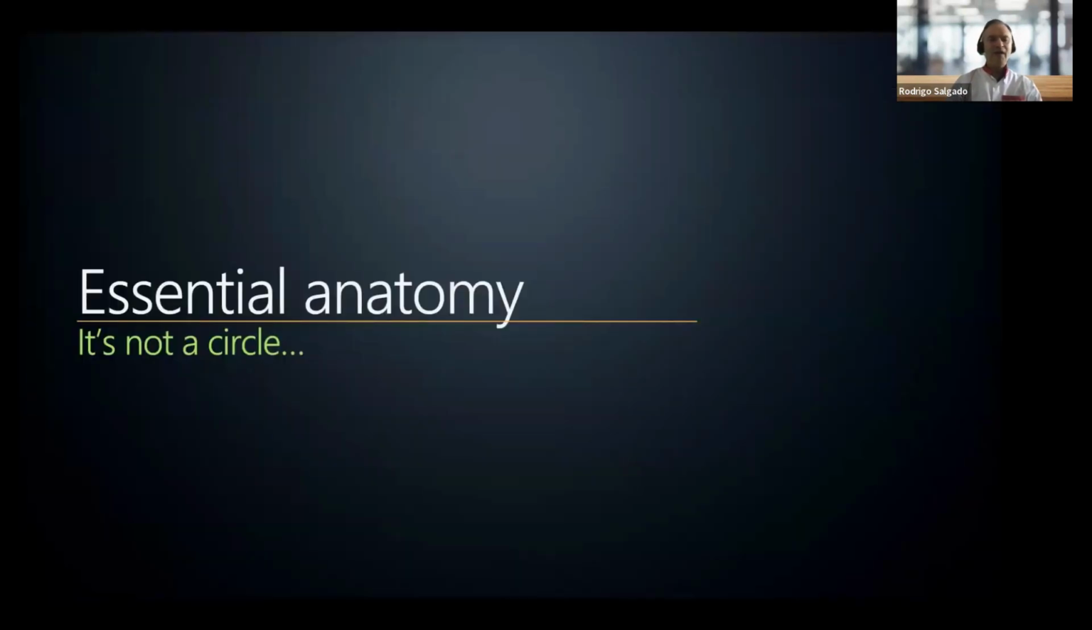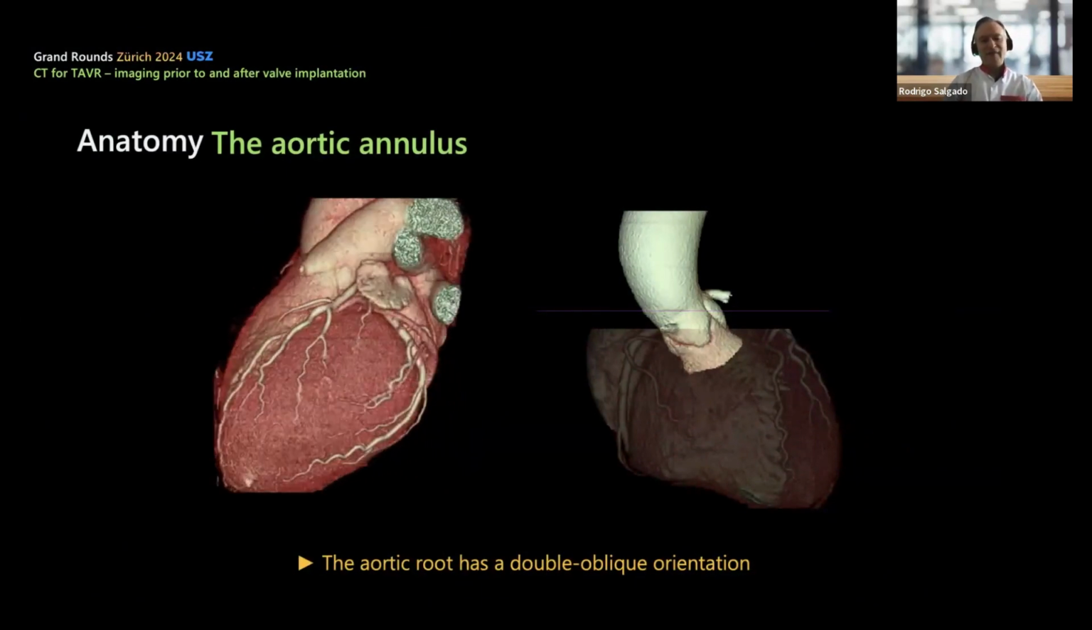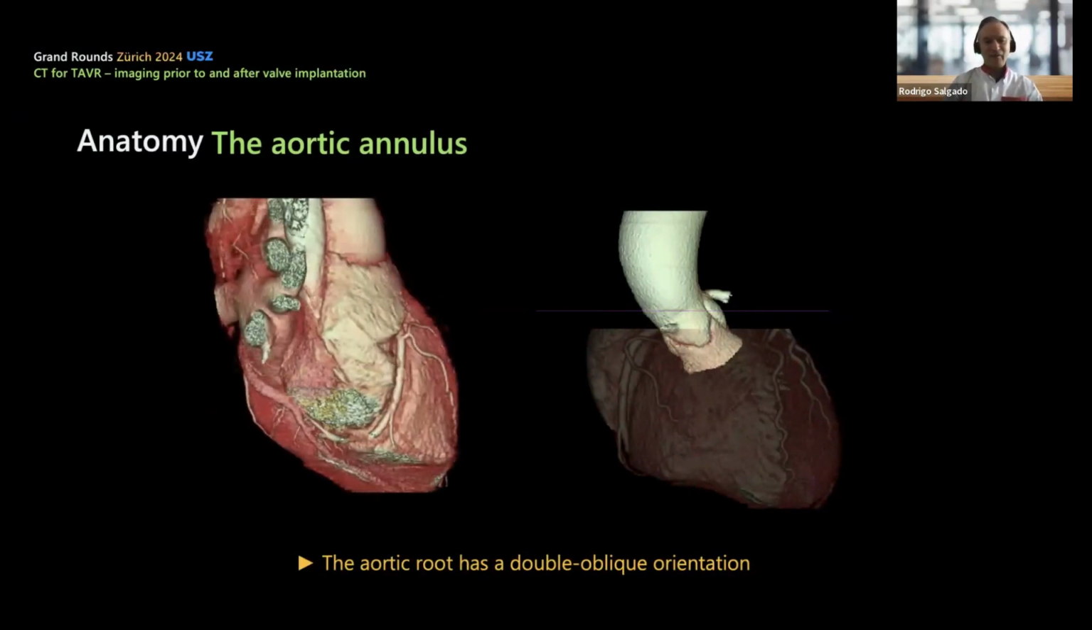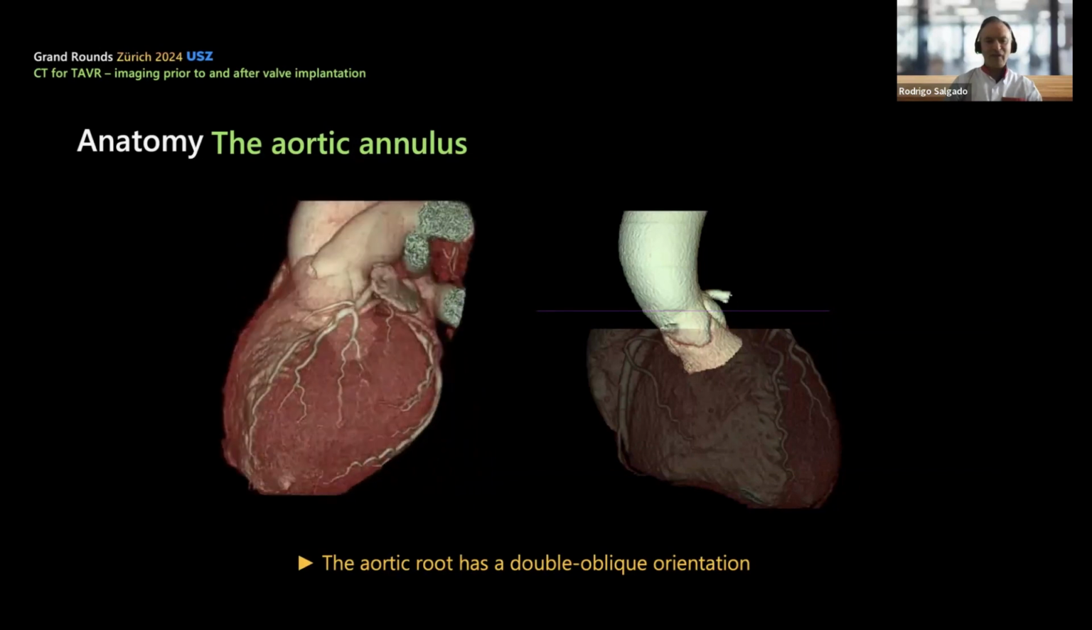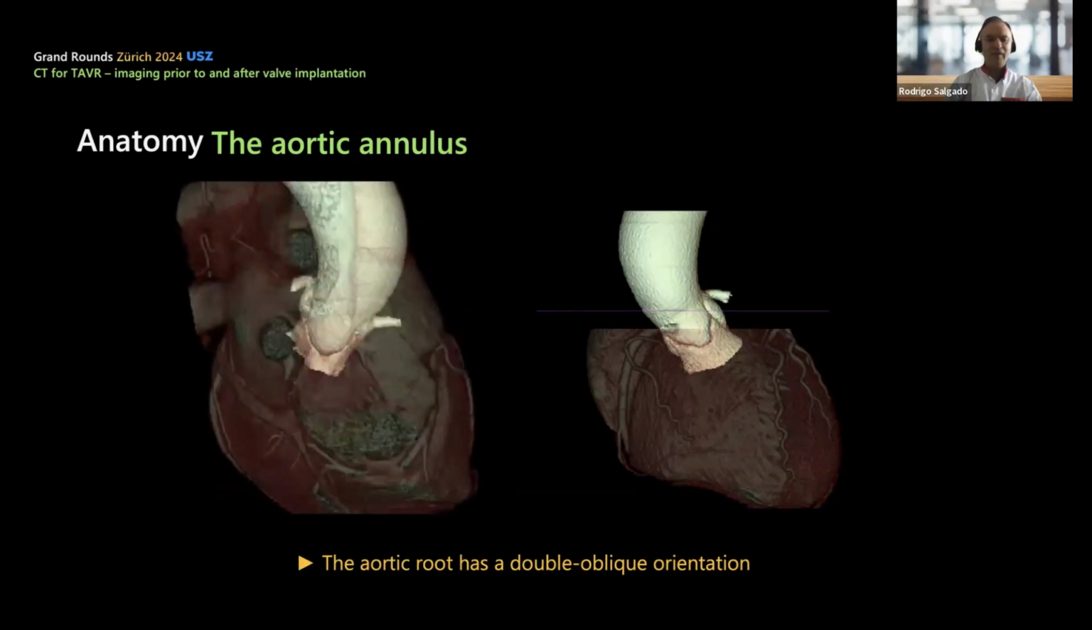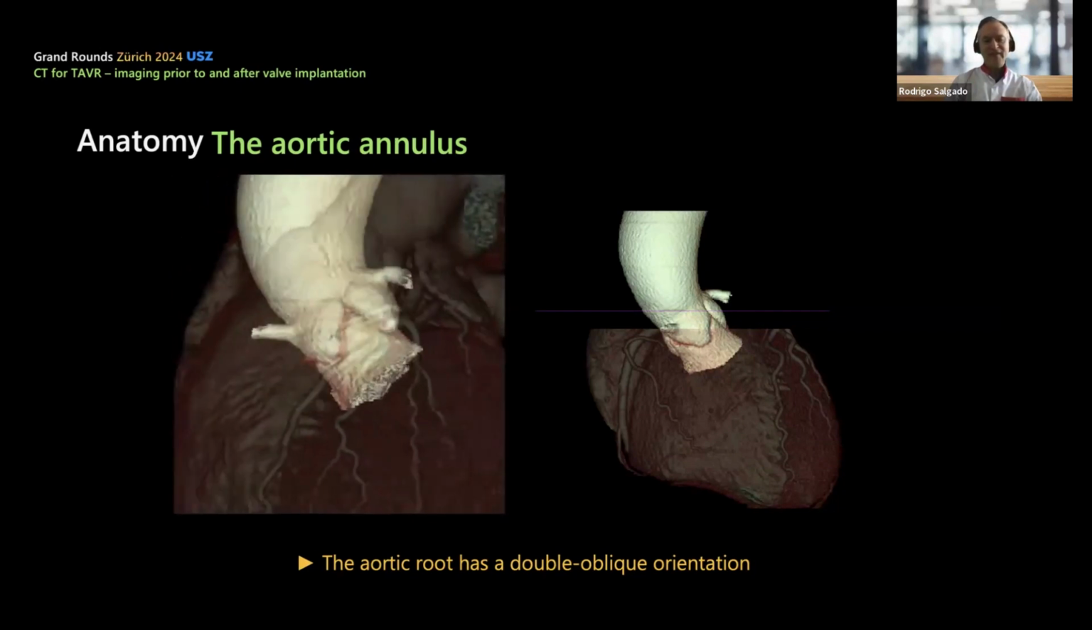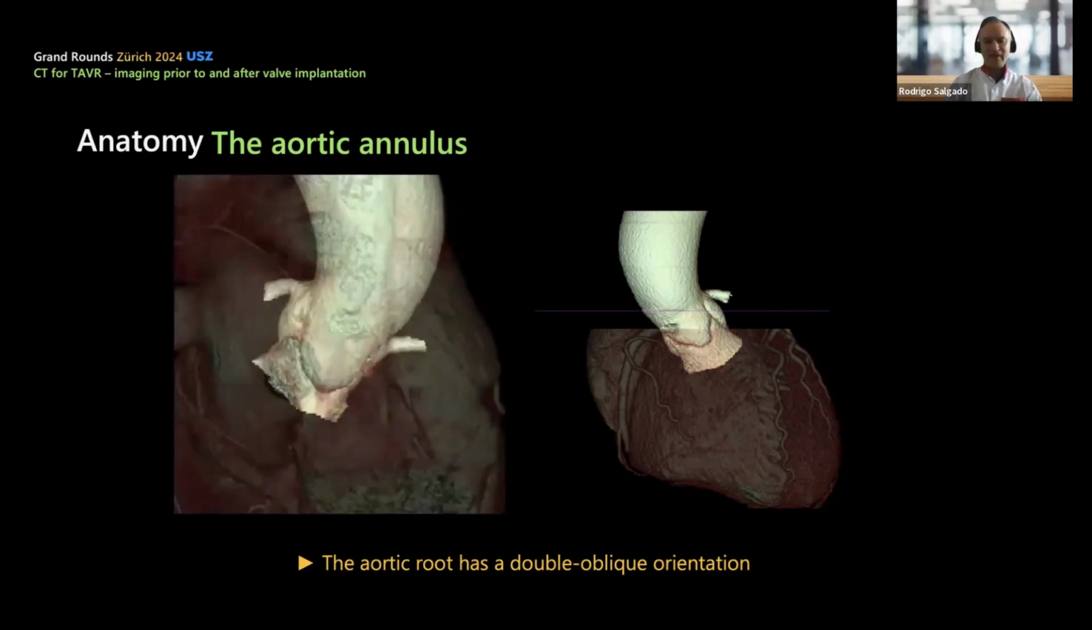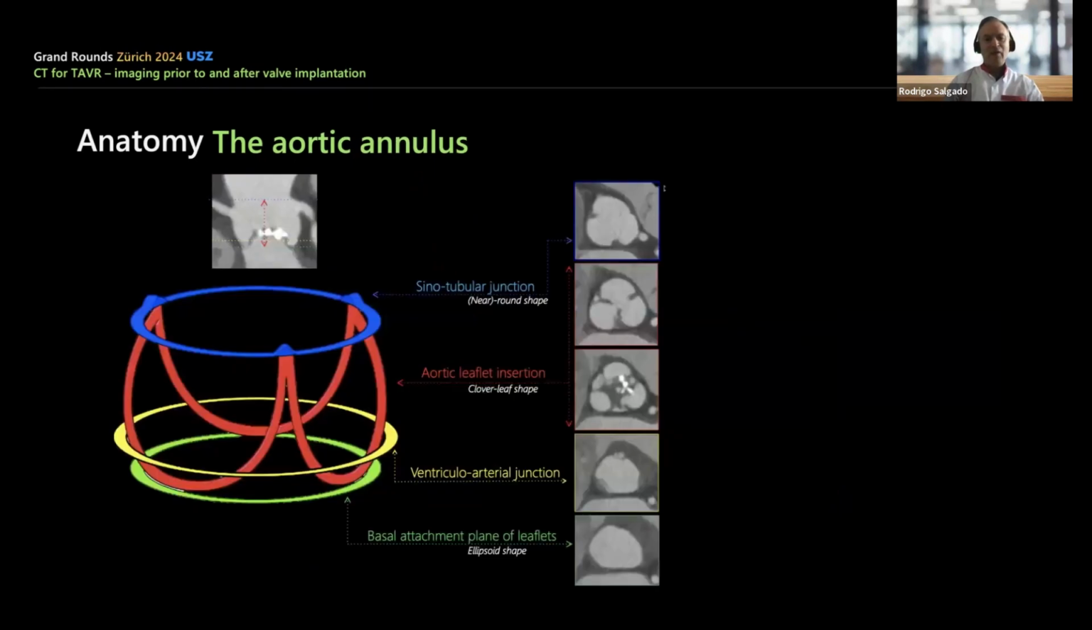Now, as we are going to talk about TAVI, I think that we have to review some essential anatomy, because it's going to explain why it is so important for us to understand what is going on and to make a good report. As everything in nature, it isn't organized in orthogonal planes. As you can see here, the aortic root has a double oblique orientation, meaning it's especially suited for 3D imaging modalities like CT.